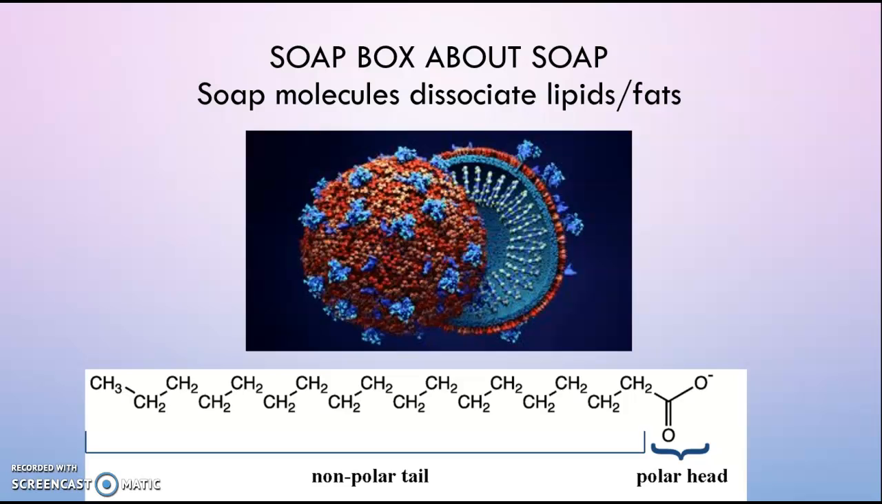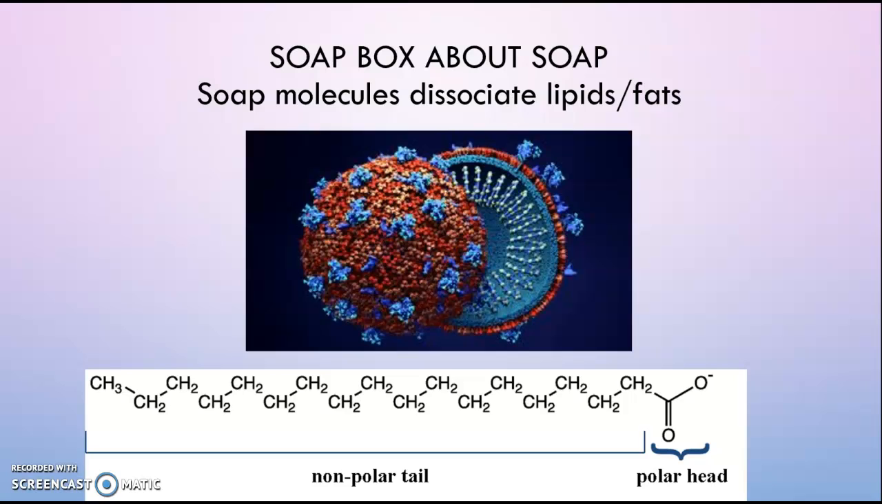soap, this long molecule here, it has a polar side and a non-polar side. This is pretty handy because about what we just said. Like dissolves like. But if you have both a polar and a non-polar, then you can dissolve both polar and non-polar molecules.